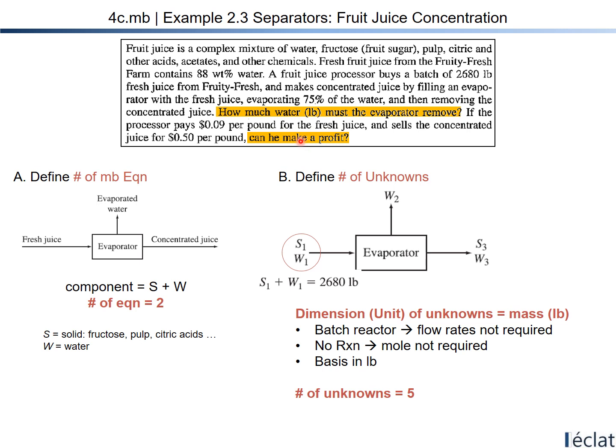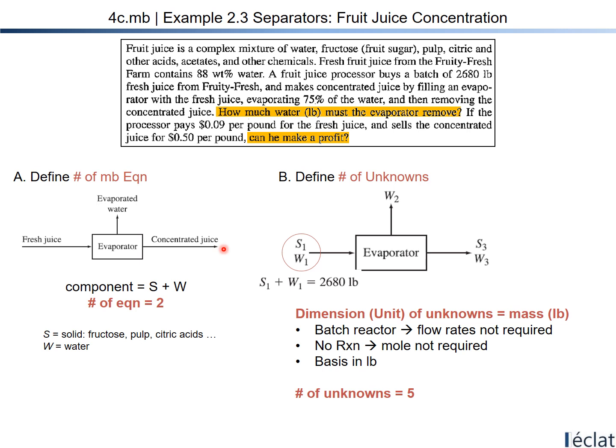Okay, there are the questions. Start with step A: define the number of material balance equations. It means we should choose the components for the material balance equations. So here's the evaporator and some fresh juice, and then evaporated water plus concentrated juice. That is the process you are studying.